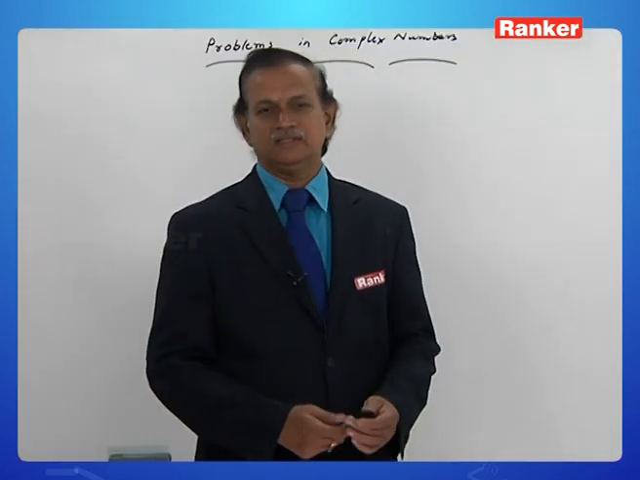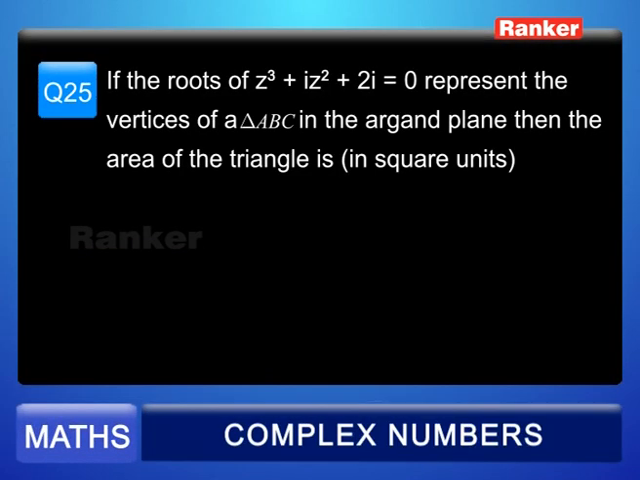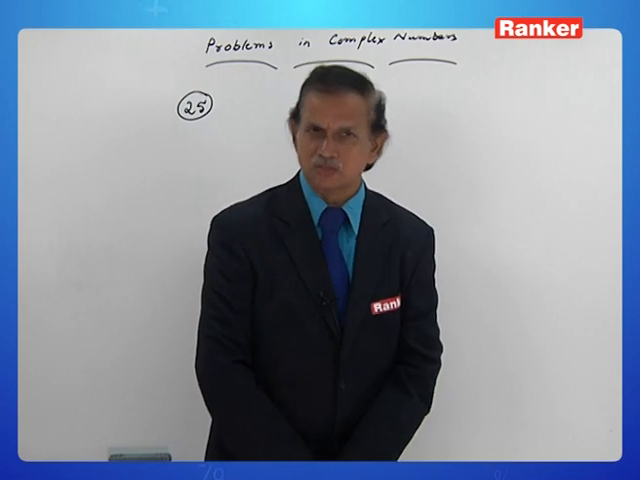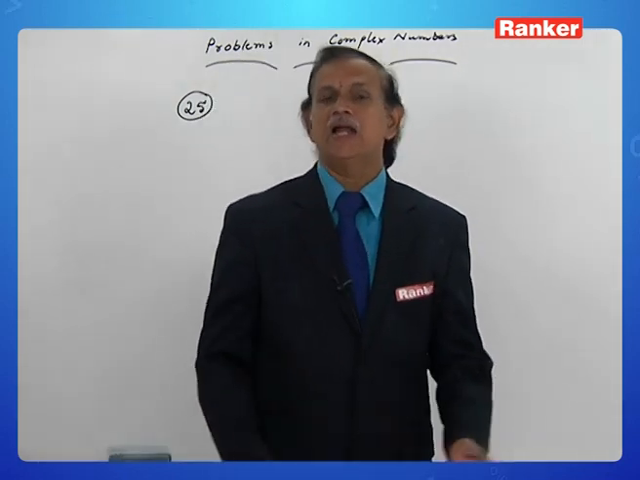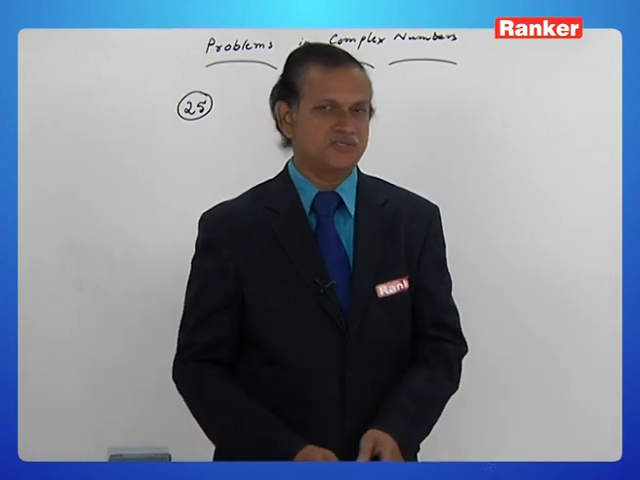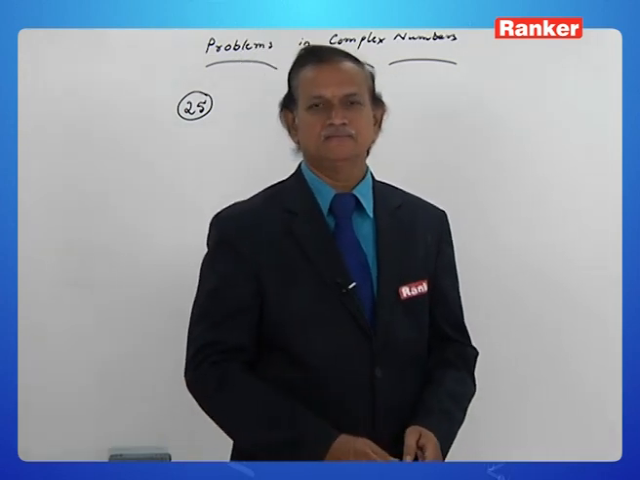The next question is, that is 25th question. If the roots of the equation z cube plus iz square plus 2i is equal to 0 represent the vertices of a triangle ABC in the Argand plane, then the area of the triangle in square units is asking us. Of course, the options are 3, 1, 4, 2 in square units. We have to find the area, and to have the area we must be able to have the 3 roots of the given cubic equation in complex numbers. Unless or otherwise you cannot have the 3 vertices of the triangle whose area is required.